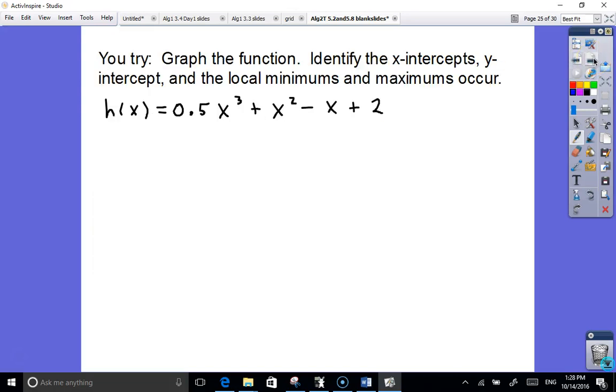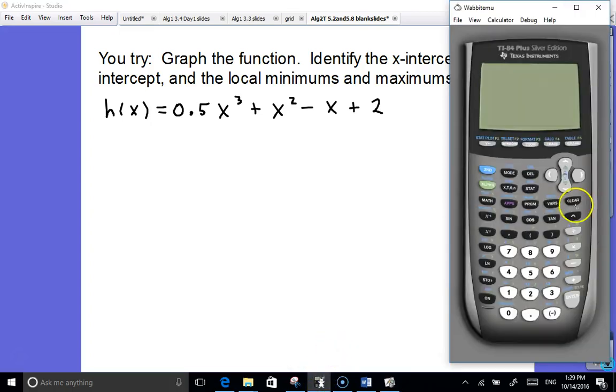So do that, and you don't have to do the increasing and decreasing. Just say where the x-intercepts are, where the y-intercepts are, and the local minimums and local maximums. Is that right? So you have to use your calculator. Enter it in the calculator, see if you can come up with the graph. And do you know how to raise to the third power, for example? Does anybody need help with that?